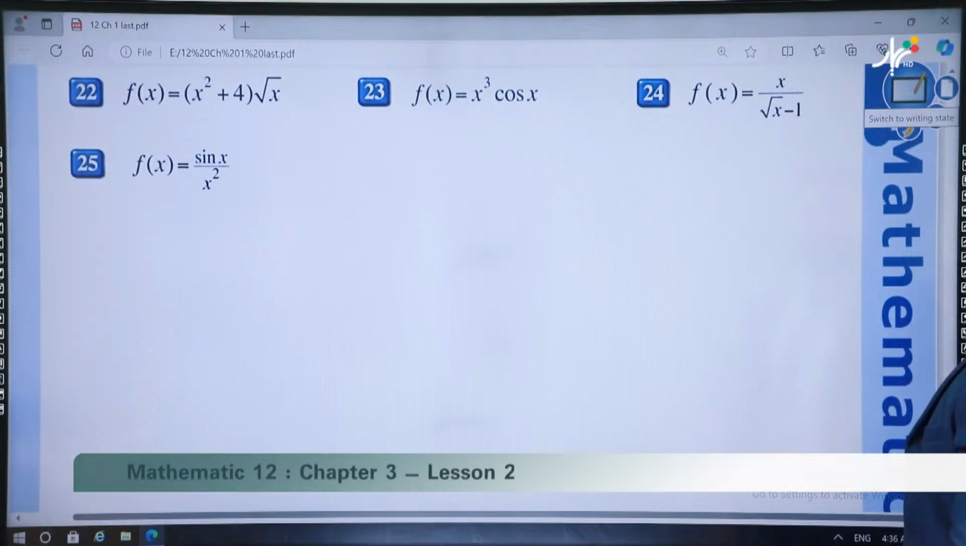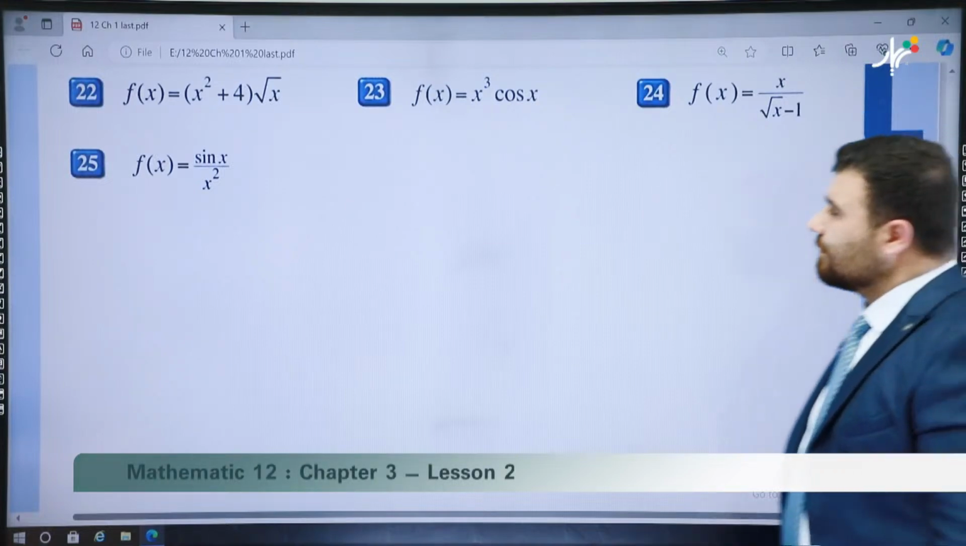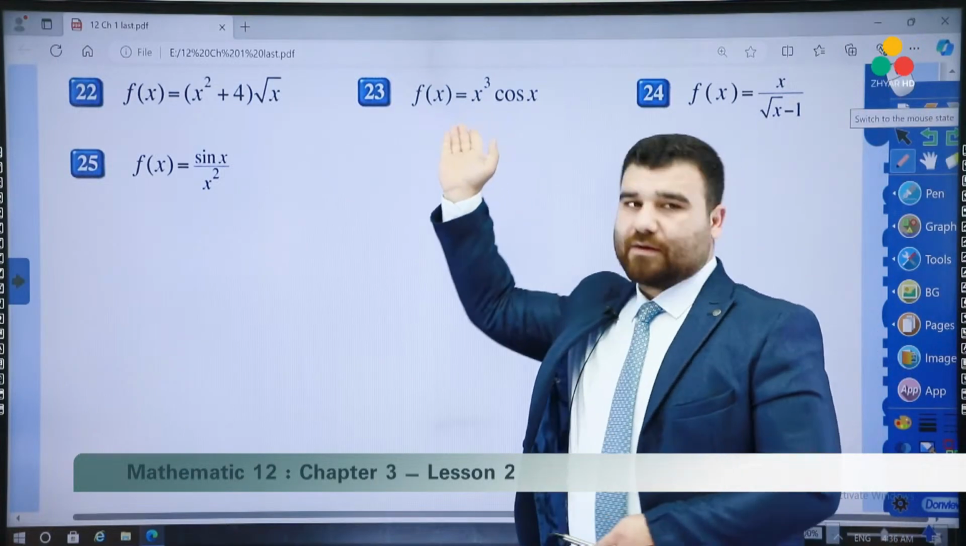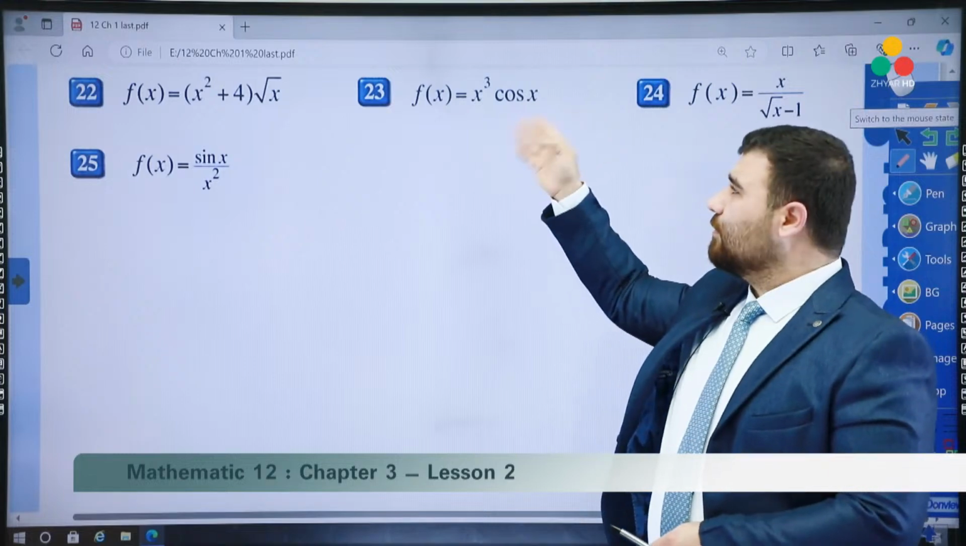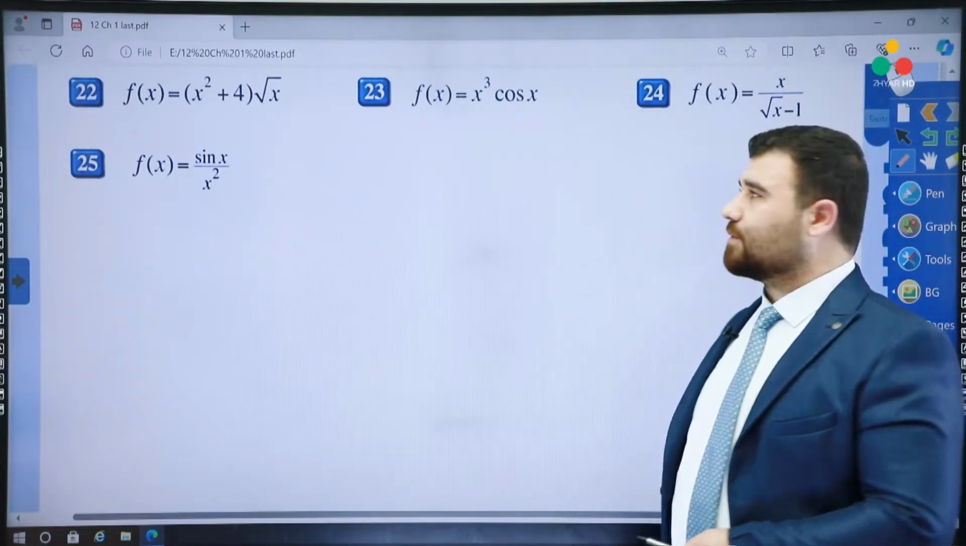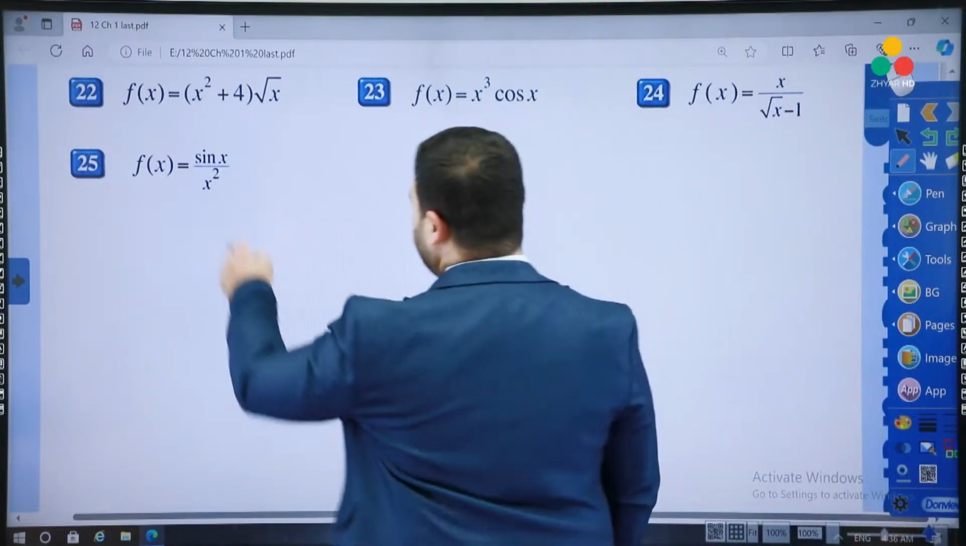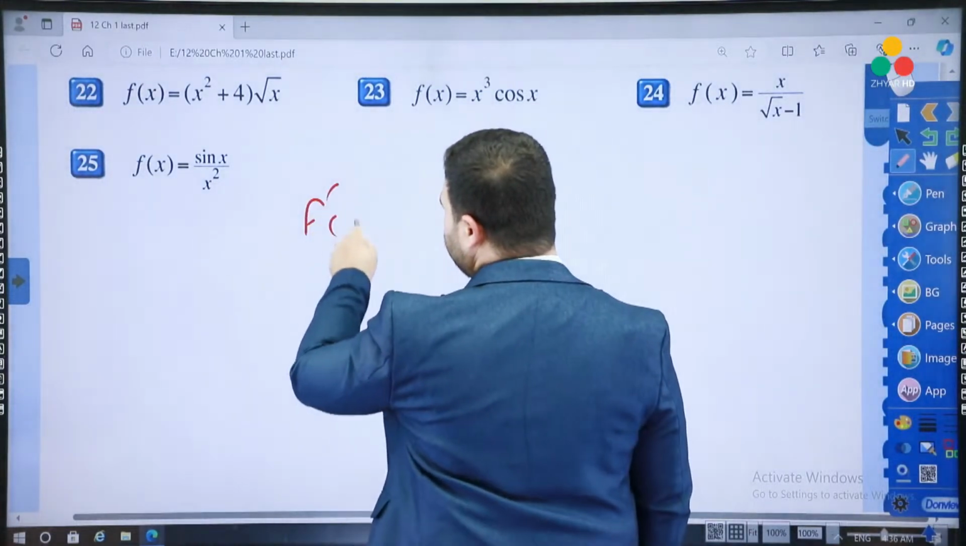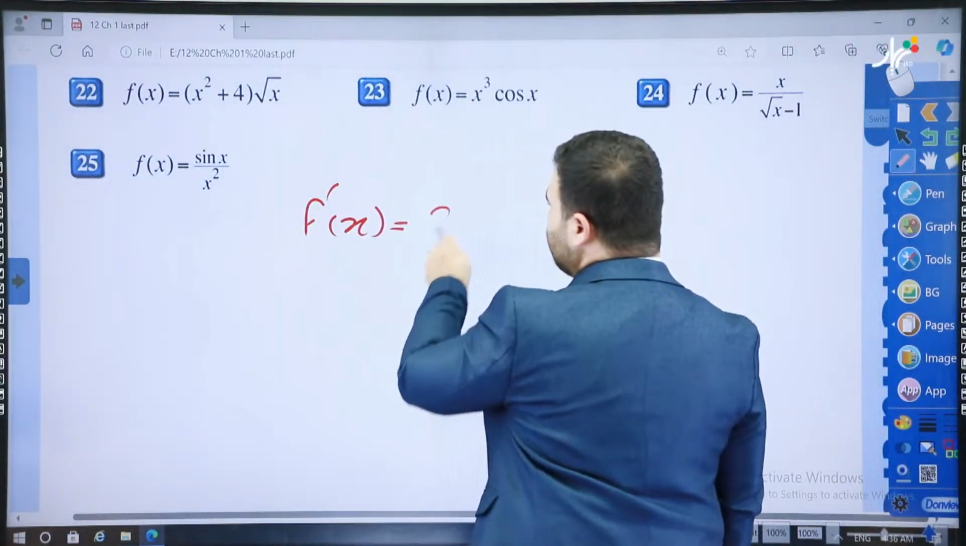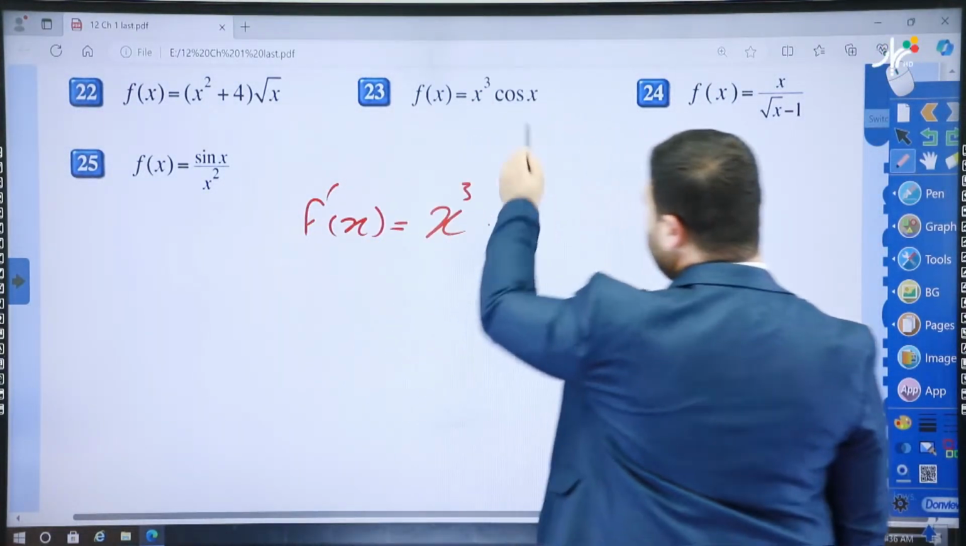Question 23. We have x power 3, we have cosine, and between them is times. Then we use the product rule. Directly, f prime is first times derivative of second.